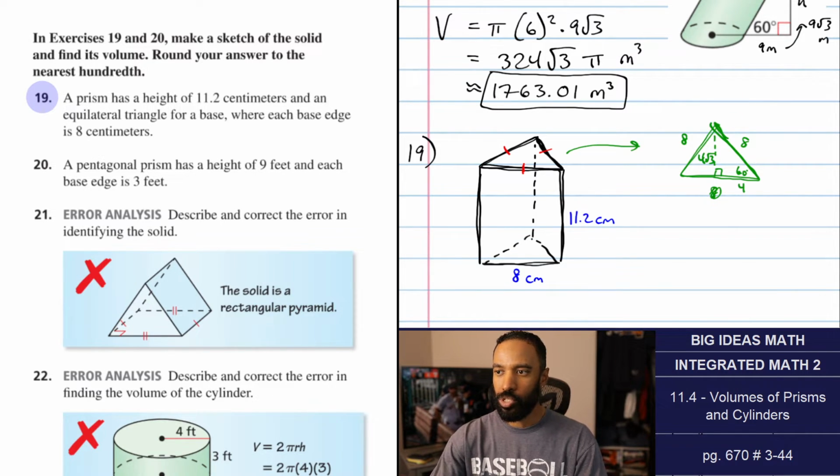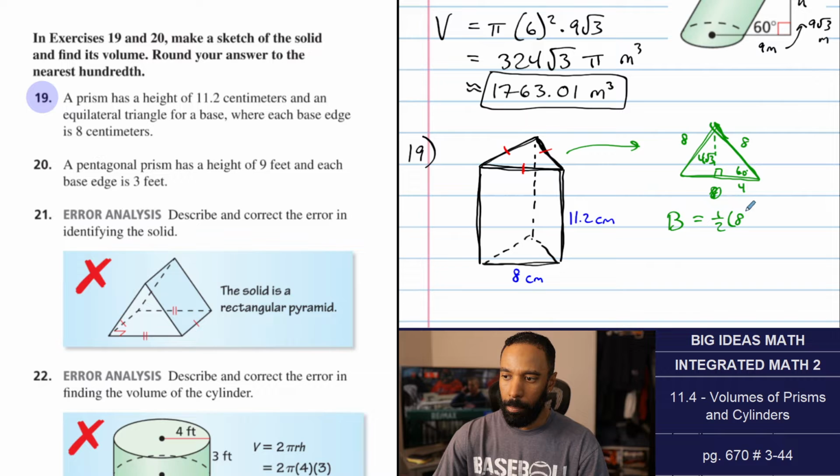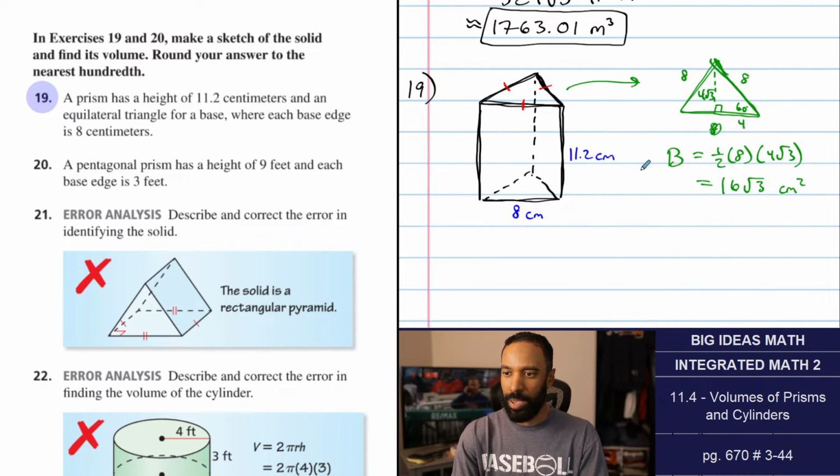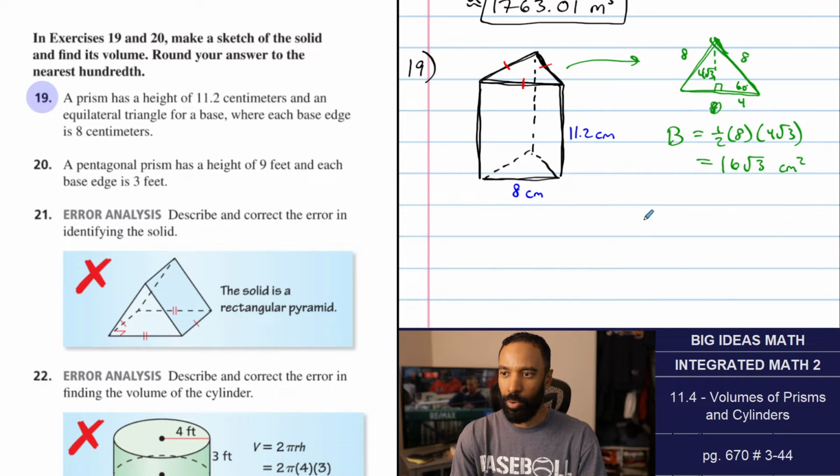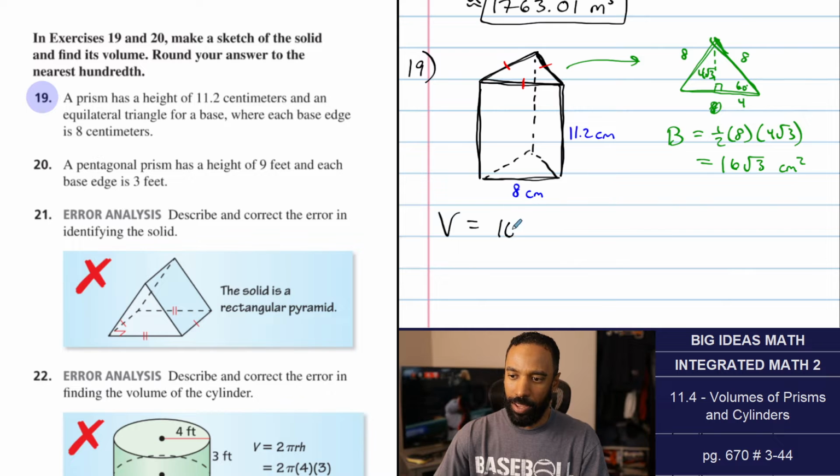That's your height. So the area of your triangle, the area of the base, is 1/2 base 8 times height of 4 root 3, which is 16 root 3 square centimeters. That's the area of the base. With your height being 11.2, the overall volume is going to be area of base times height.